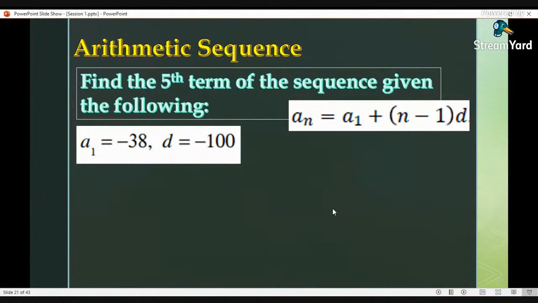Okay. Find the fifth term of the sequence. So this time we are going to find the fifth term of the sequence. And we should take note of this formula. This is the formula in finding the nth term of a sequence. So we have to take note of a sub n equals a sub 1 plus n minus 1 times d, which is our common difference. And given a sub 1 is negative 38 and the common difference is negative 100. So let's try to solve this.